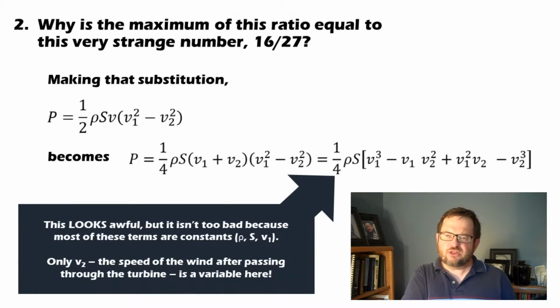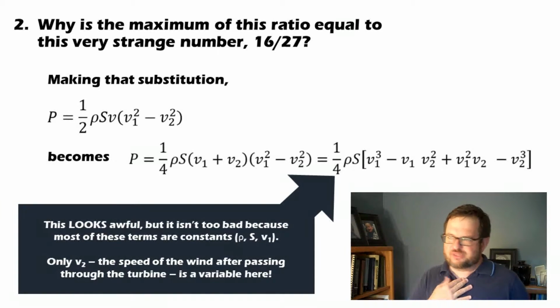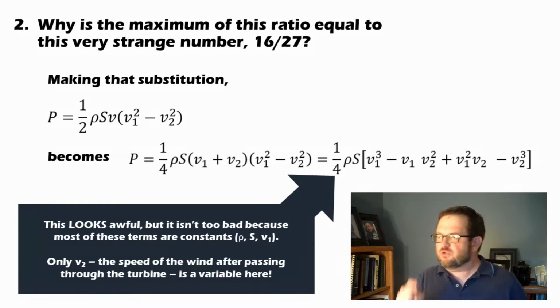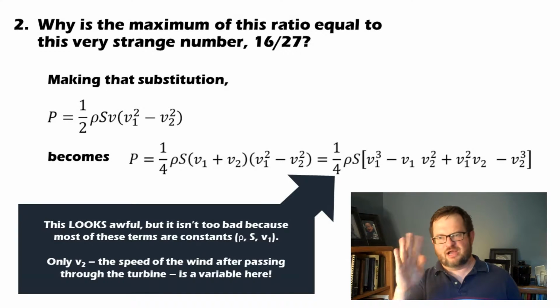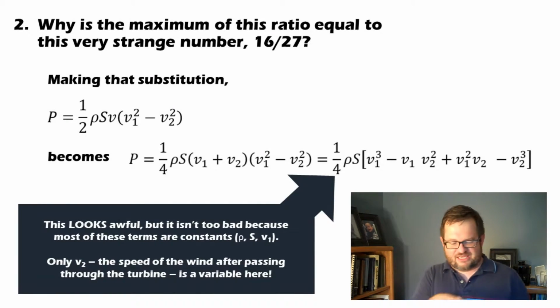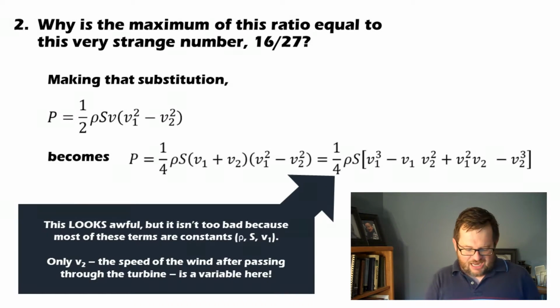It looks horrid. You'd be forgiven for thinking so, but it actually isn't so bad, because everything in here except V2 is a constant. You're not in control of what the density of the air is. Once the turbine is built, you are not in control of what S is. You're not in control of V1, the wind speed upwind from the turbine. You're only in control of things like how the blades are pitched, so that you can control V2, the speed downwind from the turbine. So even though that looks like a giant mess, the only variable here is V2.